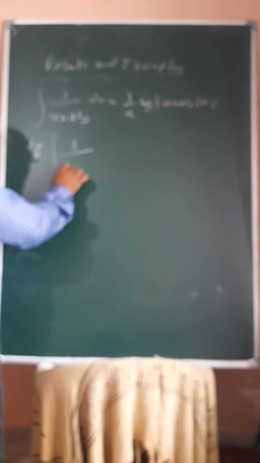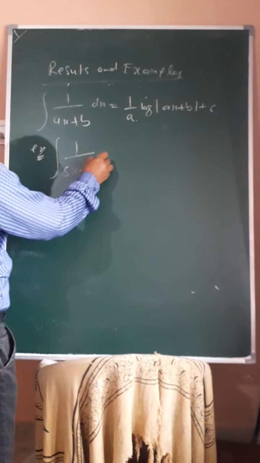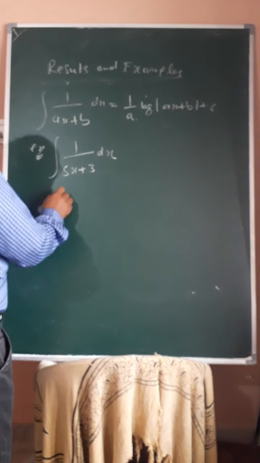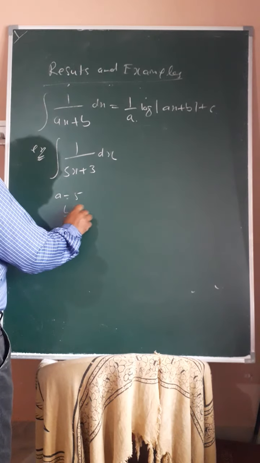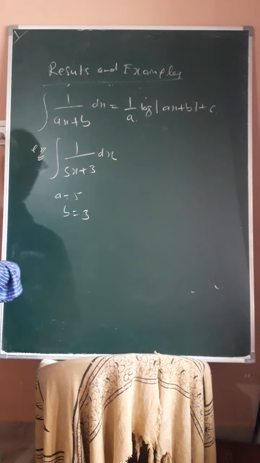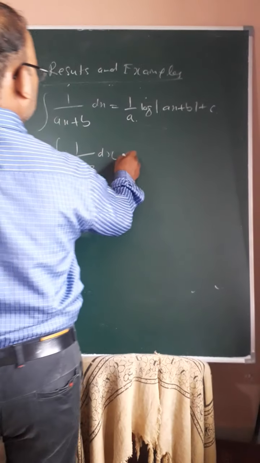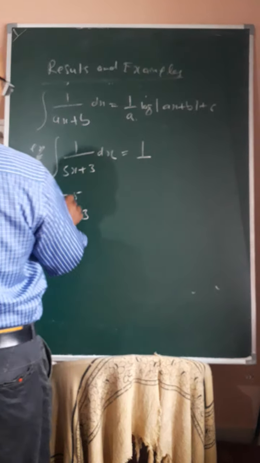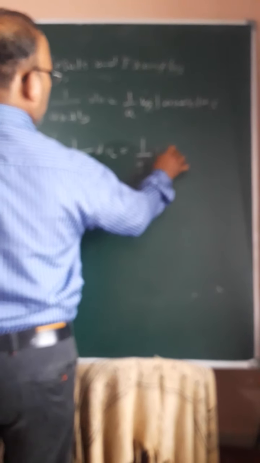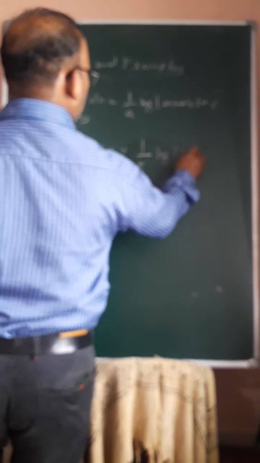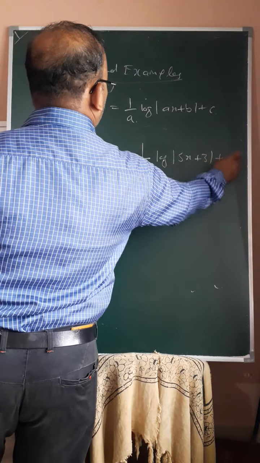So you can take one example: integration of 1 by 5x plus 3 dx. Here a is equal to 5, b is equal to 3, and 1 by a means 1 by 5, log of 5x plus 3 plus c.